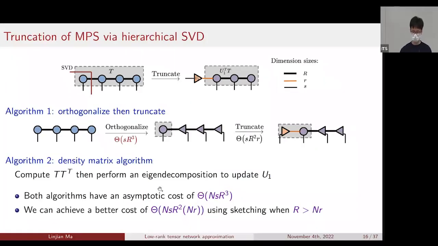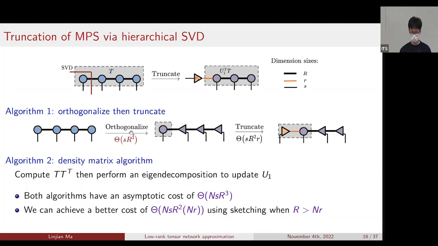Here I show an example of how this is done on top of the MPS. For MPS, one can choose, for example, the root to be on the boundary or in the center, and we can truncate from left to right. Let's say the dimension size of the original input MPS is big R, and we want to truncate it to small r, and the dimension size is denoted as S. Then the most efficient and standard algorithm is to do the orthogonalization and then the truncation.